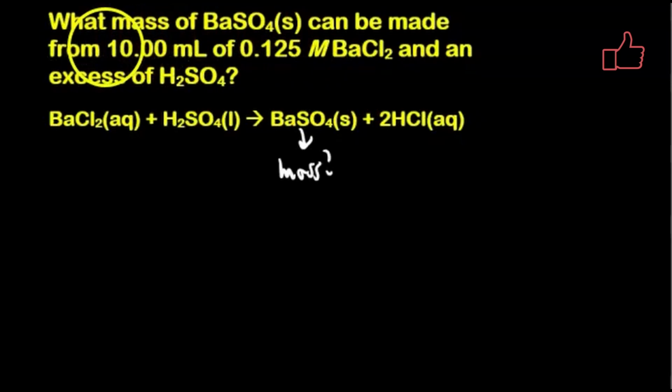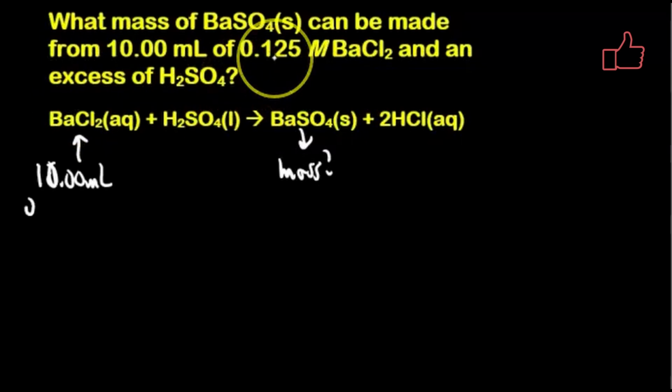And what are we given? We're given this stuff here. We're given information about this compound. We know that there's 10 mL, it's supposed to be a 10.00, and we know that there's this thing here, 0.125 capital M. So we're given information about one of the compounds. We need to know information about another compound in a chemical equation.